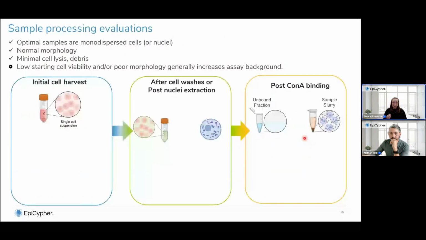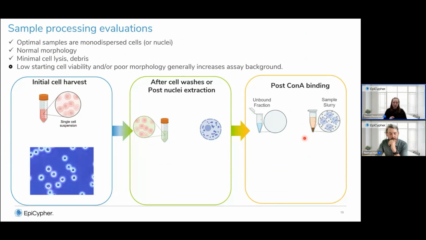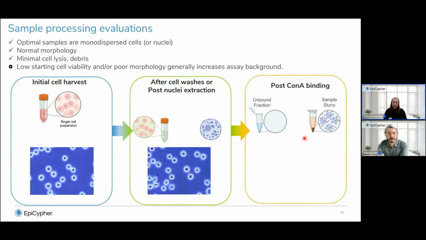Now, during sample prep, in the early steps of CUT&RUN, we recommend checking samples at 3 time points: initial cell harvest, post-washes, and post-binding to ConA. The first is during the initial cell harvest, where you want the cells to have little cellular debris and a normal morphology. The second is after the wash in the CUT&RUN wash buffer. The cells should maintain their viability and the quality they had during the initial harvest.